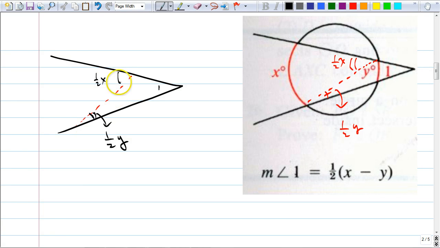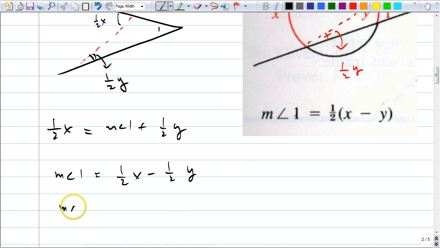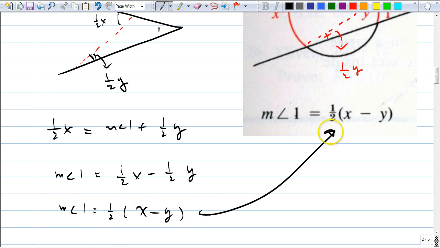Very good. Do you guys remember that theorem? We're using this twice already. Half of x is the exterior angle of this triangle, which equals what? The measure of angle 1 plus half of y. Can you solve for the measure of angle 1? Because that's what we're looking for. What's the measure of angle 1 equal to? Half x minus half y. And of course, using the distributive property, we could rewrite this as angle 1 is equal to 1/2 times x minus y, and that's what we have.